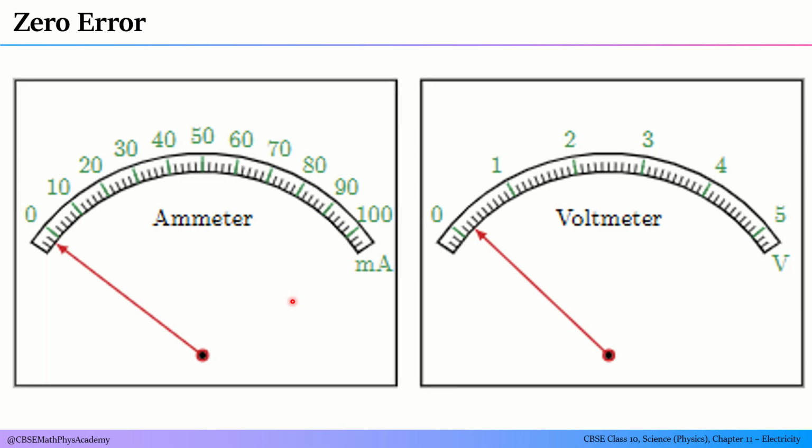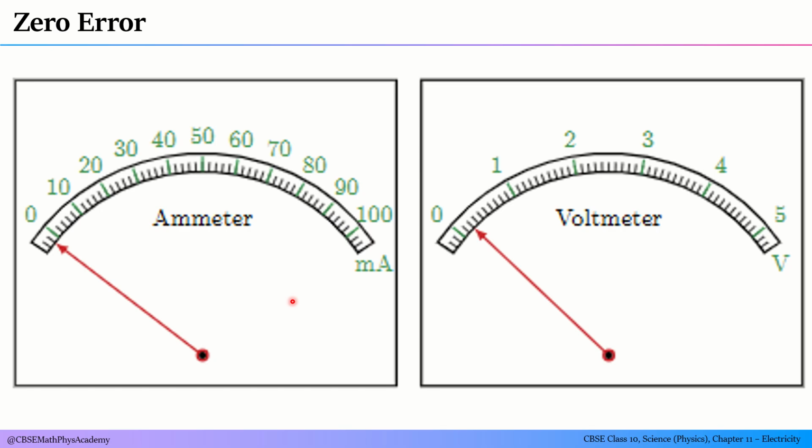So let us understand what is zero error. Before that, it's a bit vague whether this topic is out of syllabus or not. This is a short video, 3 to 5 minutes. It's always good to know a simple concept, whether it is in the syllabus or not. So please just focus for a couple of minutes.